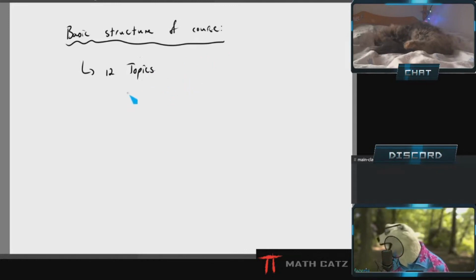But within each topic, we're going to have subtopics A, B, and C. It's going to be easy to remember. A, B, and C. So as we talk about each topic, that specific topic is going to be broken up into 3 pieces.